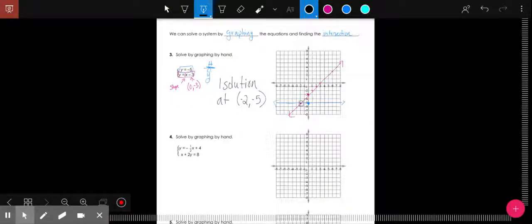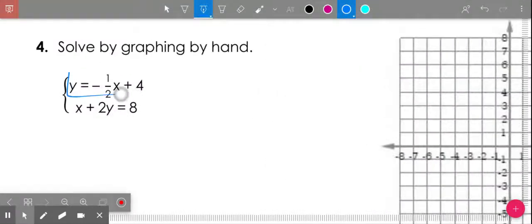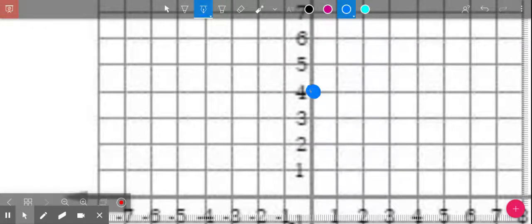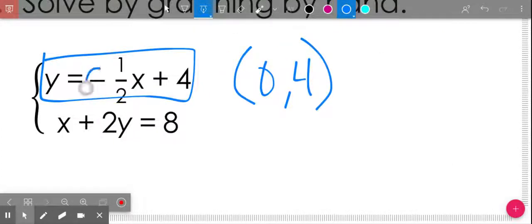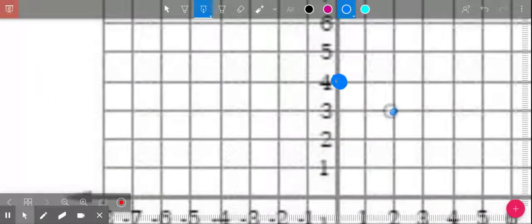All right, let's do number 4. We're going to do the same thing and graph both of these. The first equation, going back to my blue, is y equals -1/2 x plus 4. So my y-intercept is going to be 0, 4. I'm going to start by placing a point. My slope is -1/2. Since it's negative, my line's going to be going down. We're going to go down 1 and over 2, because remember it goes rise over run. Down 1 and over 2.